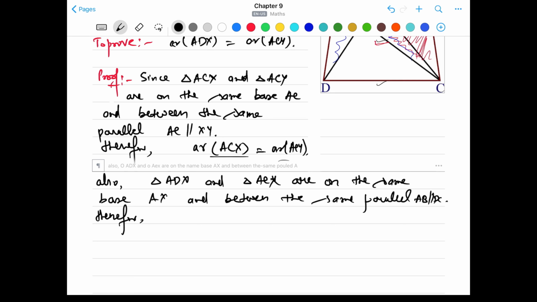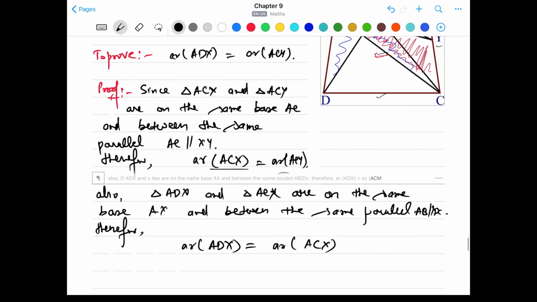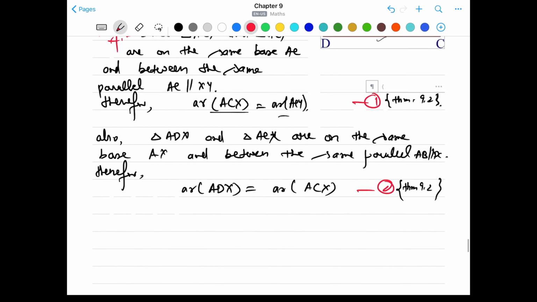Therefore, the area of triangle ADX will be equal to the area of triangle ACX, okay. This is by theorem 9.2, which says two triangles which are on the same base and between the same parallel are equal in area. And similarly this was also by theorem 9.2, okay. Let's name it equation number 1 and this as equation number 2, okay.